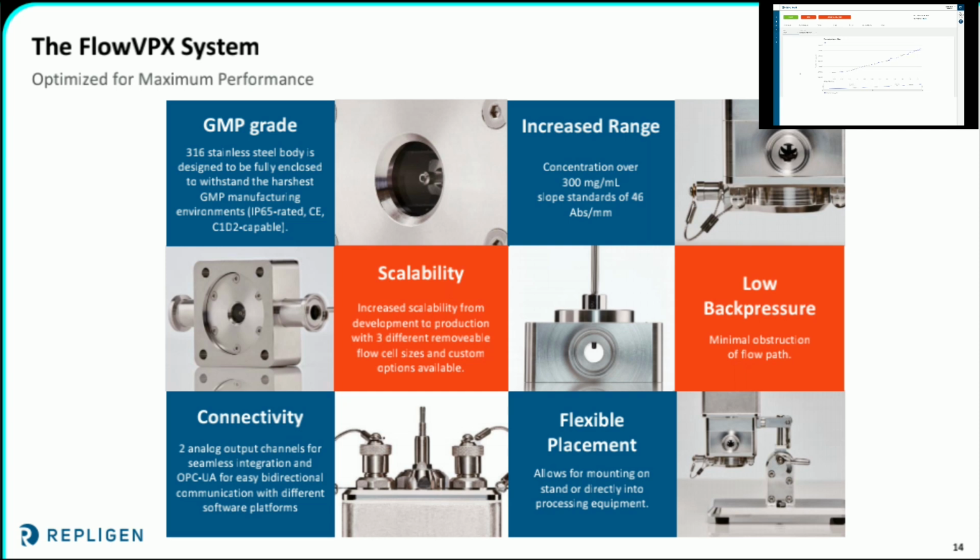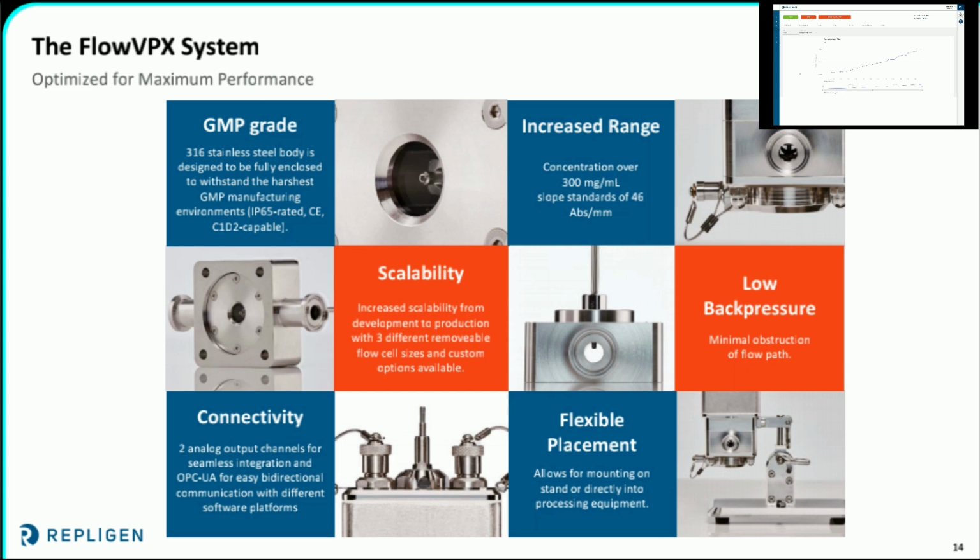The next picture you see on the right of that is a cross section of the flow cell where you can see the optical fibrette dipping up and down within the piping range of the FlowVPX system. And we did a lot of back pressure measurements here to ensure that we are not obstructing the flow path and causing any sort of fluid dynamic concerns.